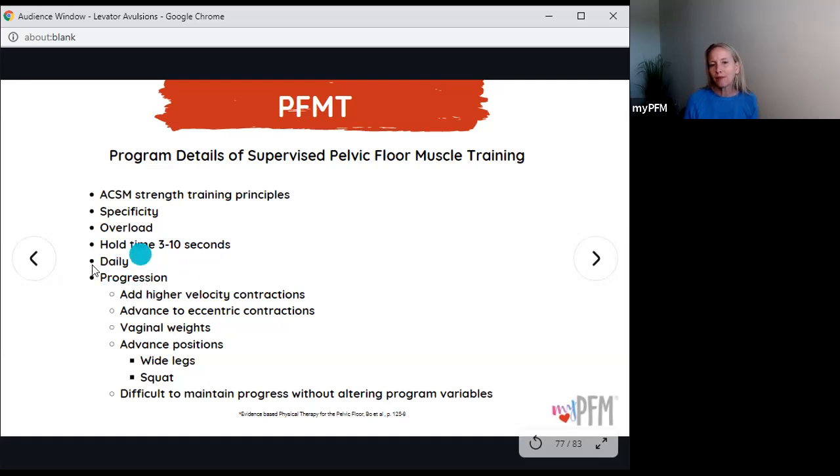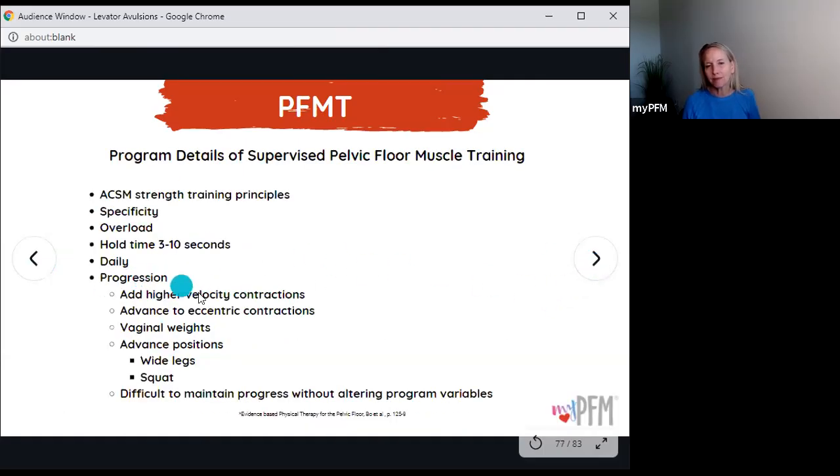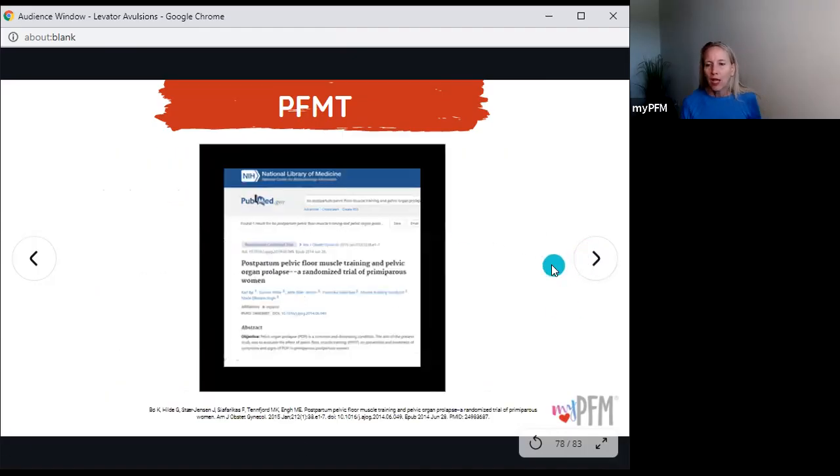And then going back here, remembering it's 3 sets of 8 to 12. So you're holding 3 sets of 8 to 12, 3 to 10 seconds. And then adding higher velocity contractions, advanced to eccentric contractions, vaginal weights, advanced positions, wide legs, squats, and then difficult to maintain progress without altering program variables. Again, I think we could do a whole webinar just on this slide alone and some of these principles.